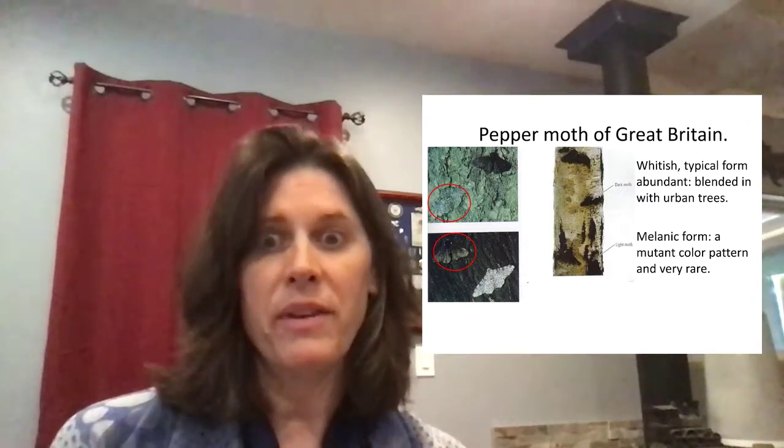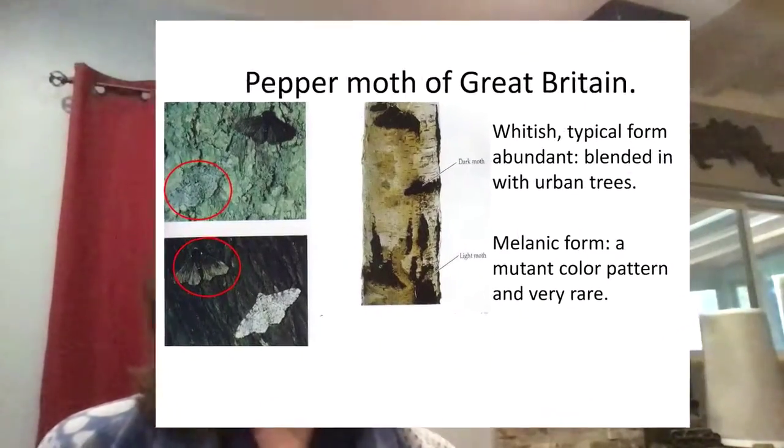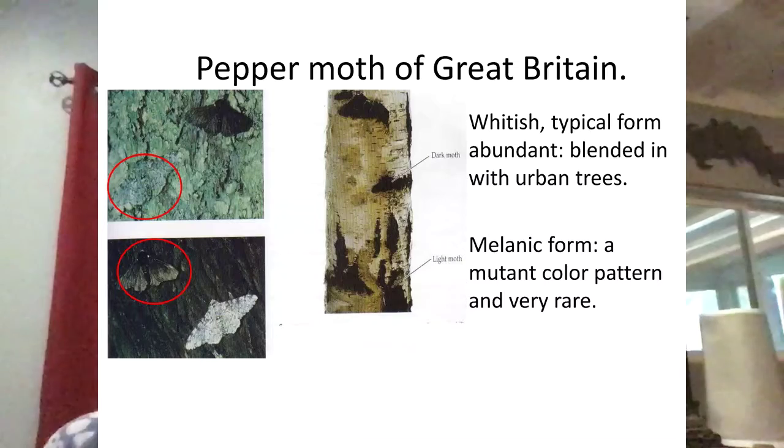Here's another example. This is a classic example of directional selection, and if you study animal behavior, you go through and you study the pepper moths. So pepper moths are a moth of Great Britain. The whitish color is the most abundant form, and you can see why. If you look at the picture in the upper left, these moths like to hang out on birch trees. Birch trees are common in Great Britain, and the bark of the birch tree is very light in color.